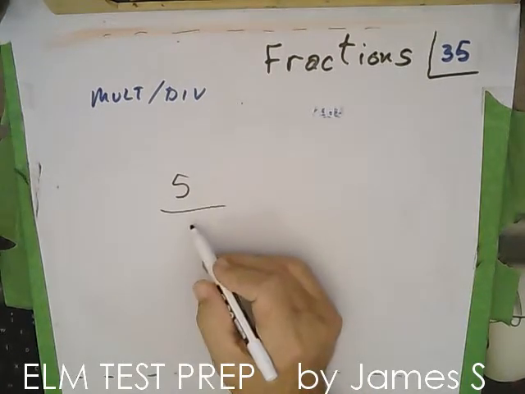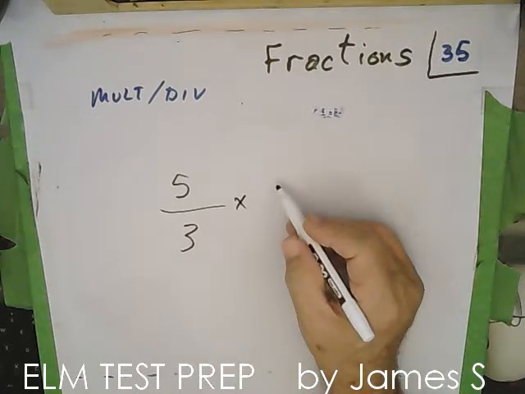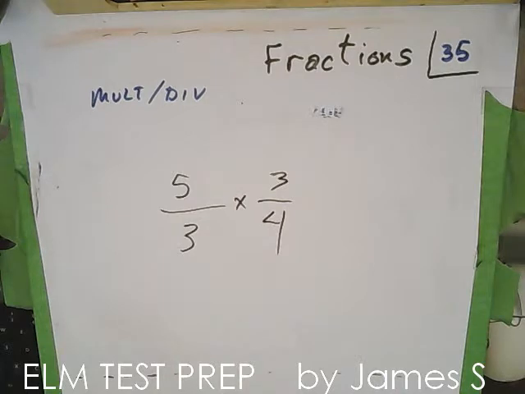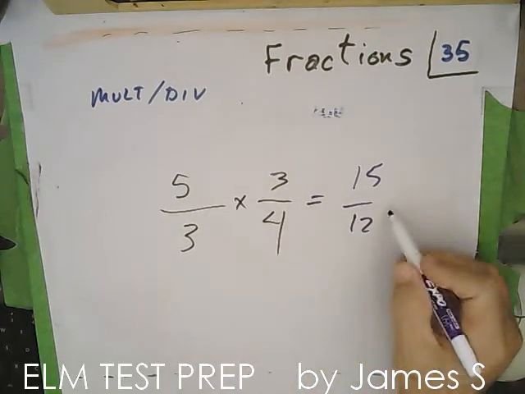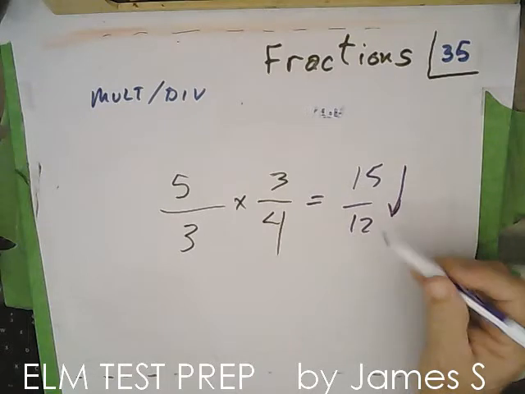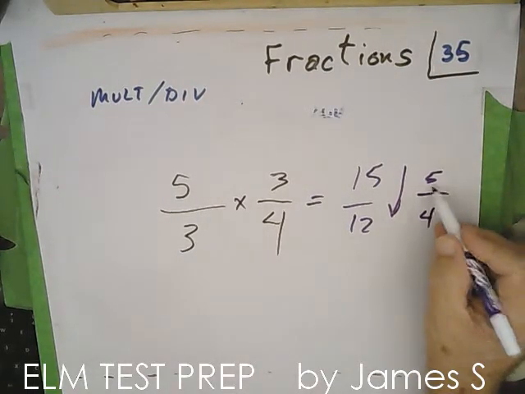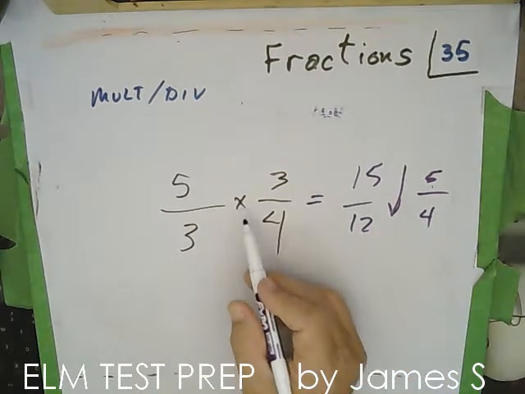5 over 3, I'm just going to multiply here, times 3 over 4. Well, I could say 5 times 3 is 15, and 3 times 4 is 12, but obviously I have a reduction here. I can divide top and bottom by 3, so that makes that 5, and that makes that 4, and I have reduced.